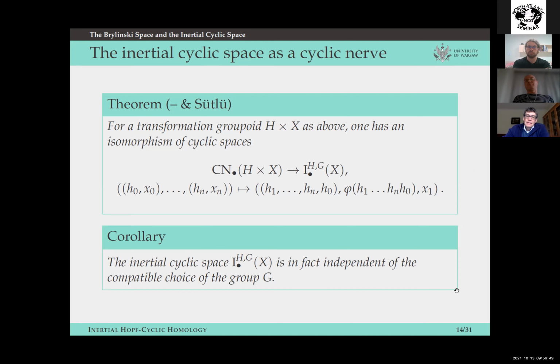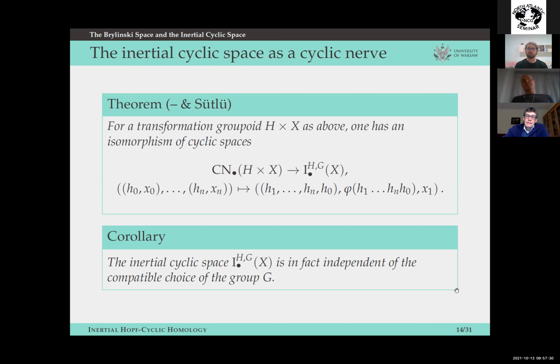What do you mean by compatible? Compatible means compatible with all this data. We have this group homomorphism phi from H to G, and you have an action of G on this space, and the action of H is induced by this homomorphism phi. If you take, for instance, H being a subgroup of G, we can form this inertial cyclic space. And then it turns out that this construction is independent of the choice of the over group.